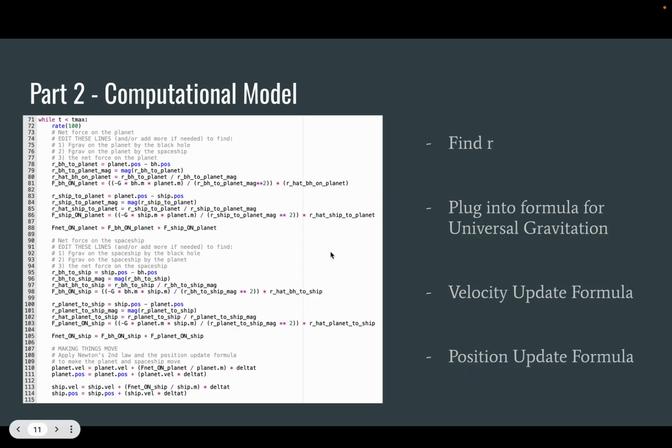Here are the iteration steps used for this computational model. As you can see, I had to find the r value and then plug it into the gravitation formula. I also implemented the velocity and position update formulas for iteration, as seen here.